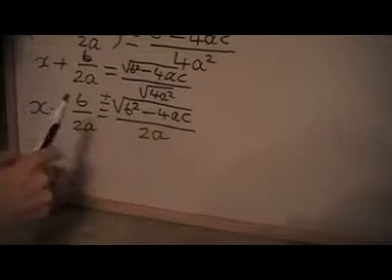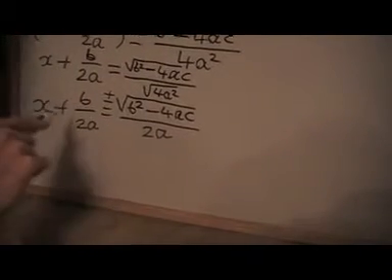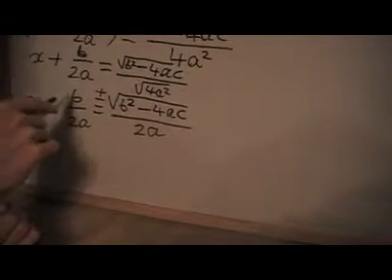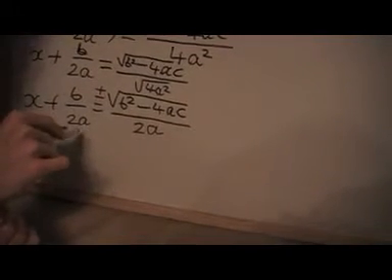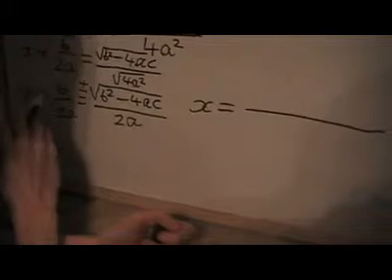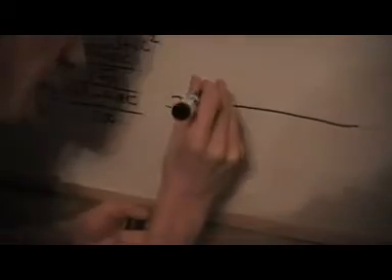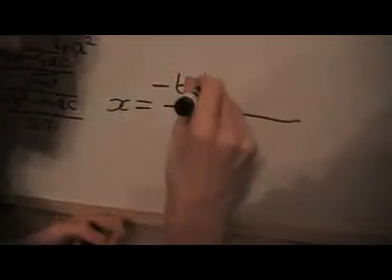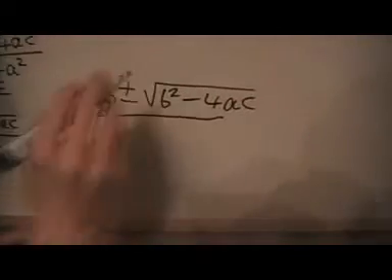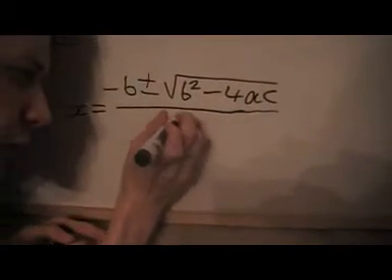And the next thing I want to do is, because I've got this b over 2a on this side, I want to get x equals, so I'm going to move this b over 2a over to the other side, and then I'm going to get x equals, this becomes a minus, so I can put minus b up here, and then the plus or minus is still there, and my square root of b squared minus 4ac over 2a.